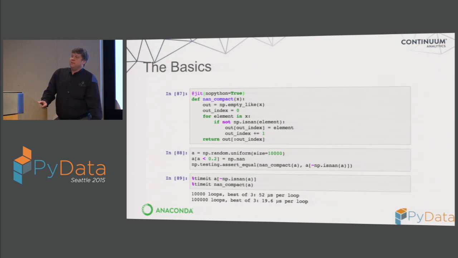That's a great question. The question is, he sees the timing, and it's a best of 3, it's multiple loops. So he's asking, how much time does it take the first time you call it? Because, of course, what happens the first time you call it with new types, it's going to compile it. And the answer is somewhere between 100 microseconds to 10 milliseconds.